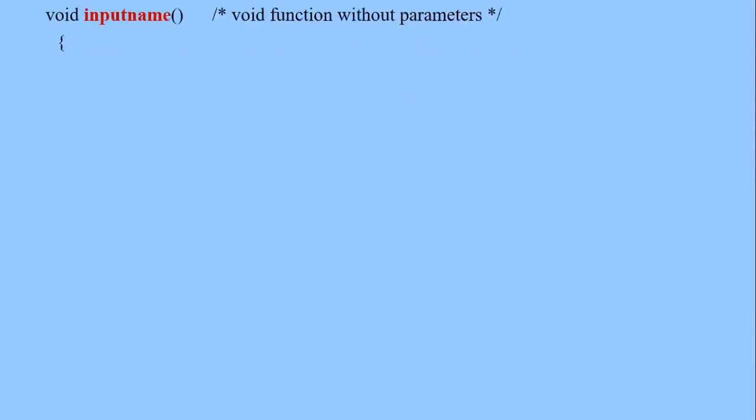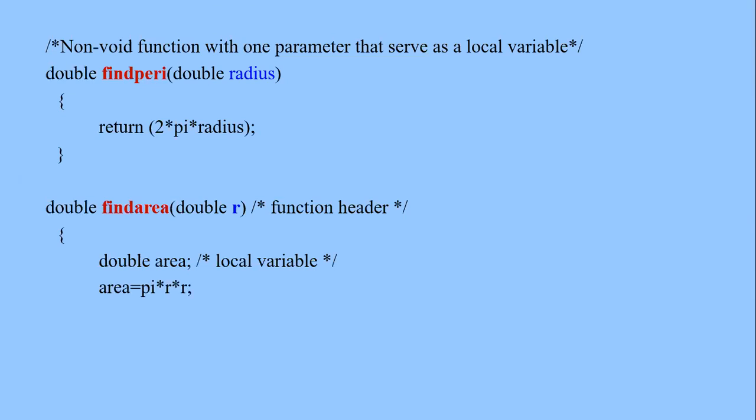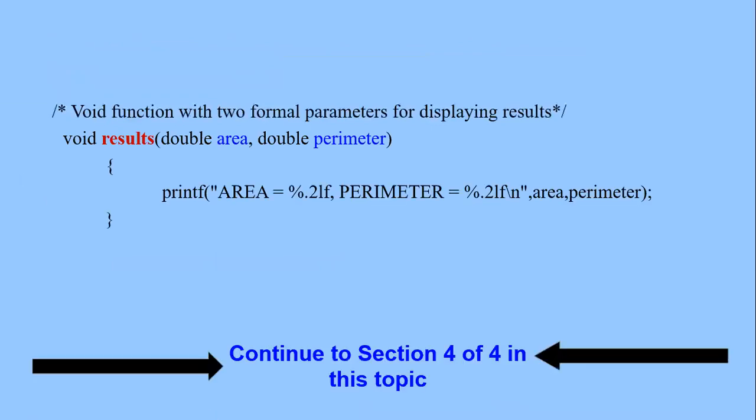And with that, my dear students and the rest of the learners, that is how the functions, void functions, non-void functions, procedures and functions, as well as prototypes, parameter passing, and the parameters, local and global variables are implemented in programming. And with that, we have come to the end of section 3 in this presentation on implementation of subprograms. Continue to section 4 of 4 in this topic so that you learn about recursion.